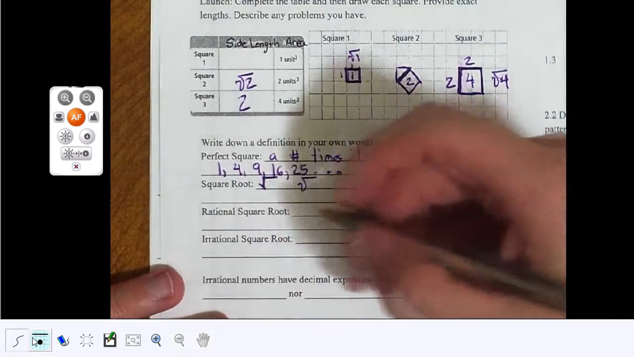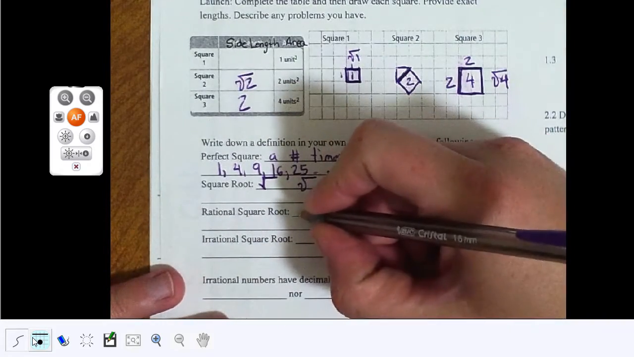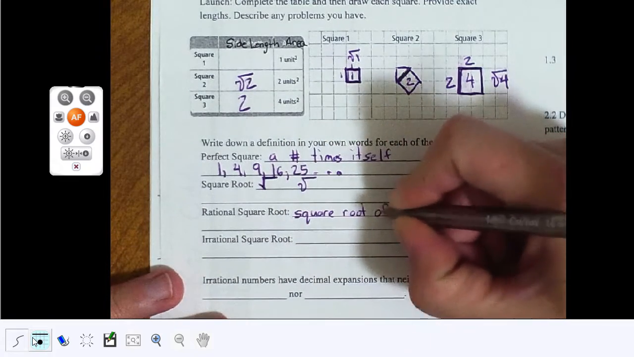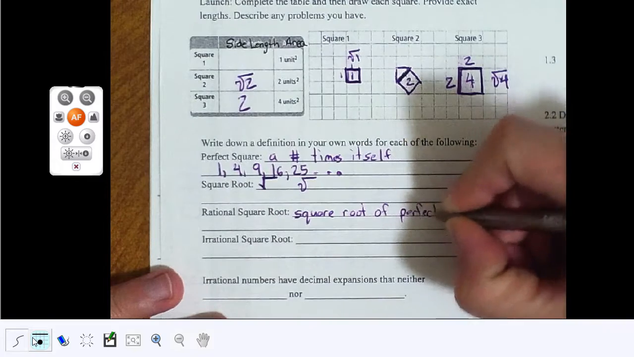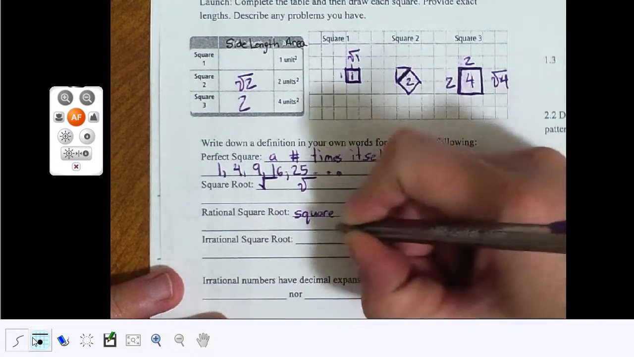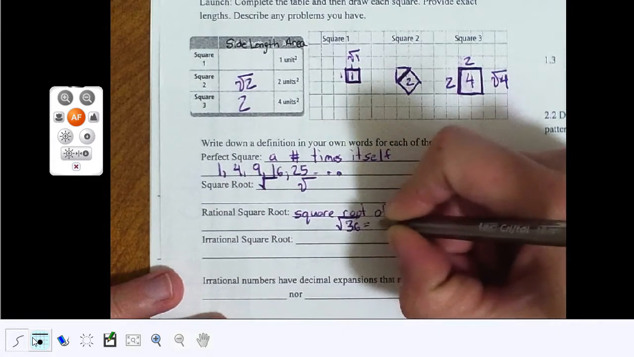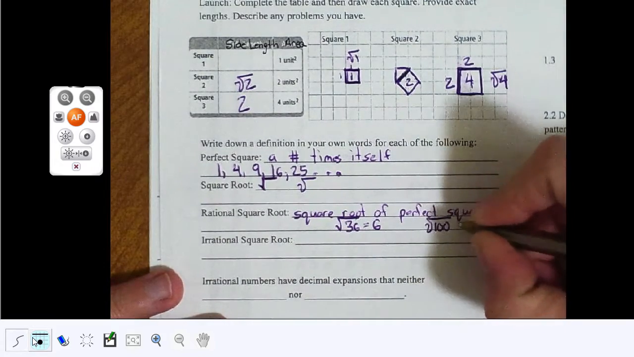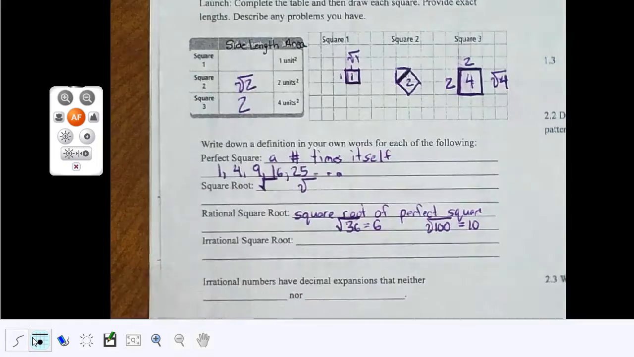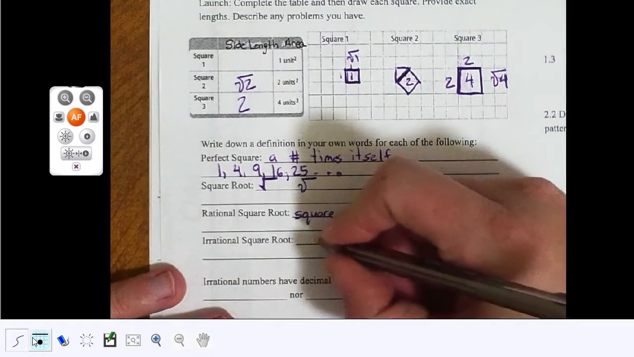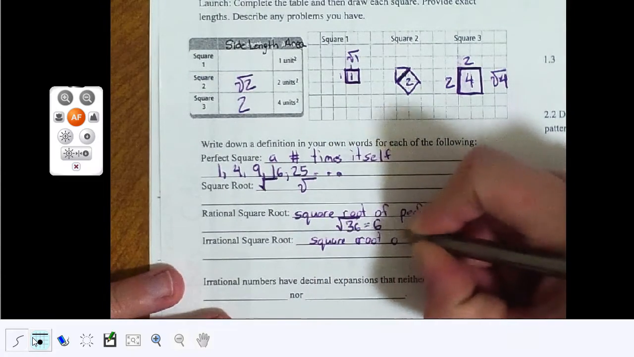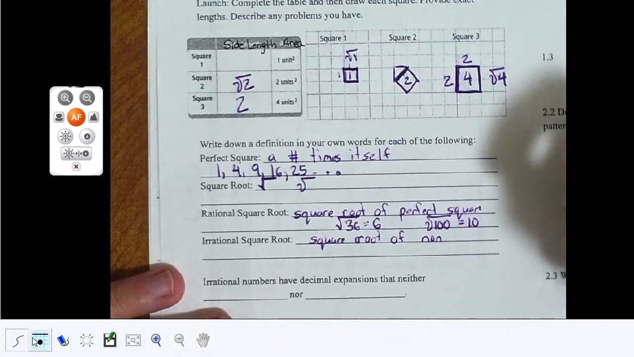Now a rational square root is when you take the square root of a perfect square, because square roots of perfect squares come out really pretty. They're going to come out nice. So if I were to take the square root of 36, that would be 6. If I were to take the square root of 100, that would be 10, because 10 times 10 equals 100. Irrational square roots are square roots of non-perfect squares, so they don't come out pretty. In fact, they come out so ugly that they just keep going forever and ever.